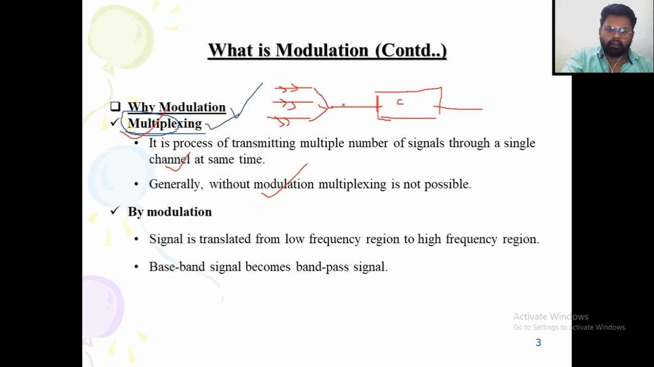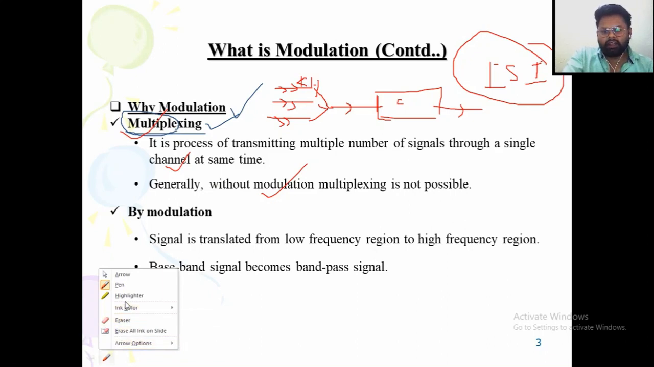Without modulation, the signal has a frequency in the kilohertz range, and if these signals are mixed up, then at the receiver side inter symbol interference will occur. One symbol interferes with another symbol, called inter symbol interference. So that's why modulation has to be there in multiplexing, right?